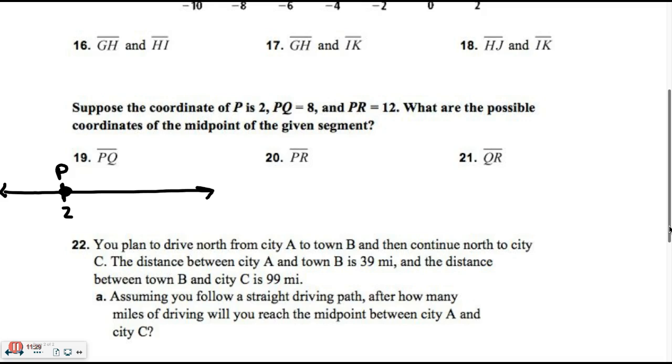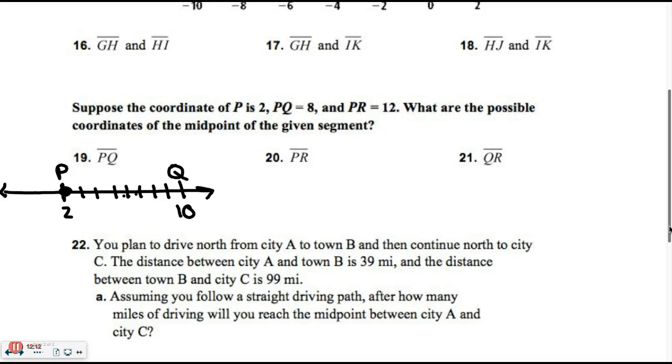It says from P to Q is 8, and from P to R is 12. So do you see how it's going to take you longer to get from P to R than it's going to take to get from P to Q? It says, what are the possible coordinates of the midpoint of the segment given? So watch. From P to Q is 8. So we're going to take 1 step, 2 steps, 3 steps, 4, 5, 6, 7, 8 steps, right? So it's 2, 3, 4, 5, 6, 7, 8, 9, 10. This is right here, is where Q is.